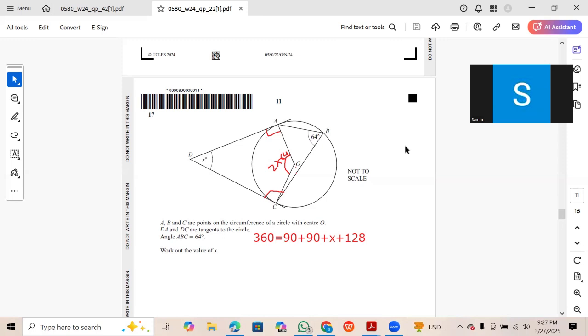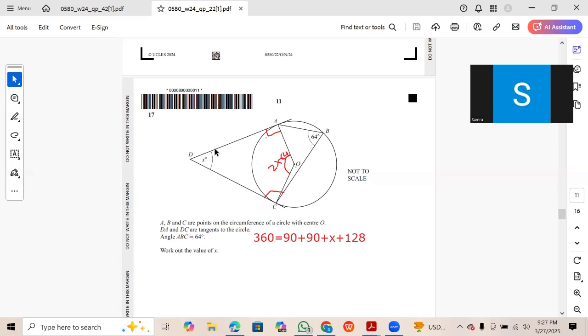So here we will subtract these angles, like 360 minus 90 minus 90 minus 128. Okay, now tell me the final answer after solving this. 52. Yes, 52 is the right answer.